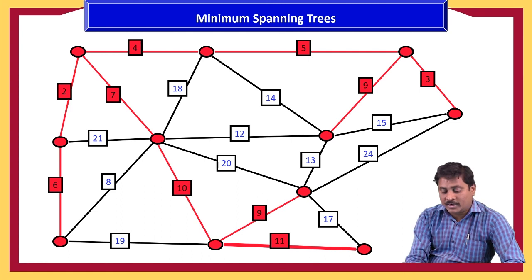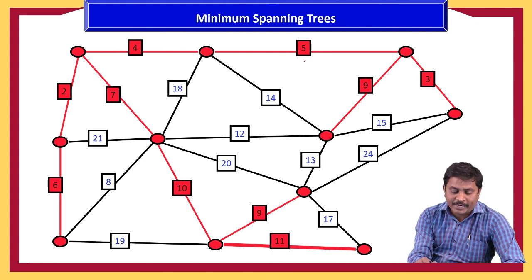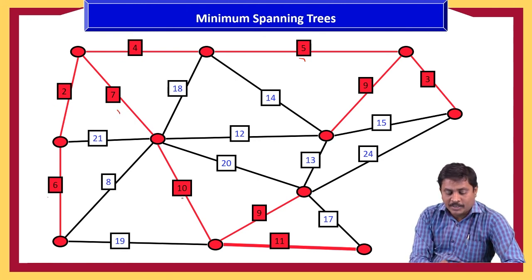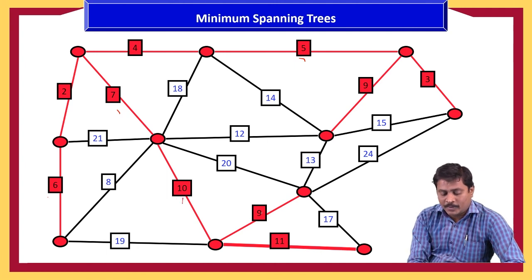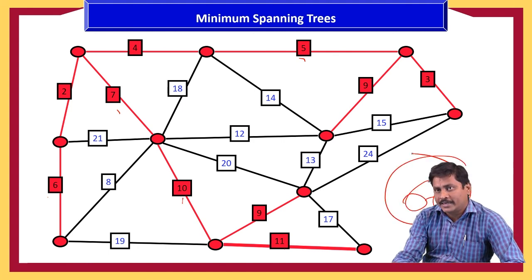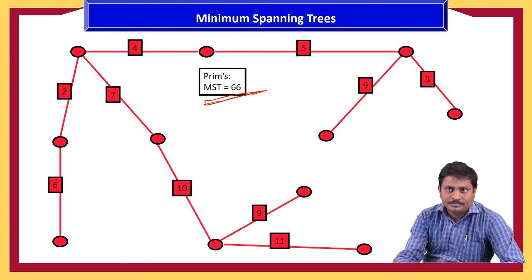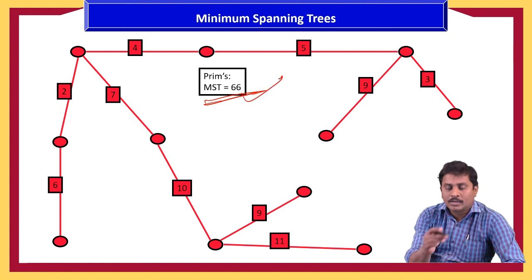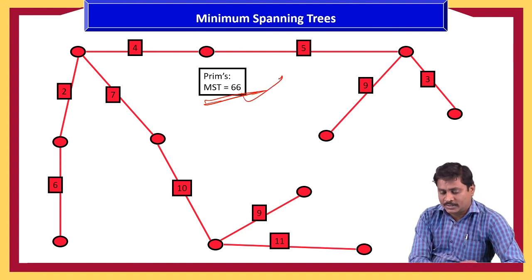So what does the minimum cost value mean? Here 3 plus 9 is 12, 12 plus 5 is 17, 17 plus 4 is 21, 21 plus 2 is 23, plus 7 is 30, 30 plus 6 is 36, plus 10 is 46, plus 9 is 55, plus 11 is 66. 66 is the minimum cost of this spanning tree. So that is shown here. This is the minimum spanning tree with the minimum cost values, and that minimum cost value is 66.